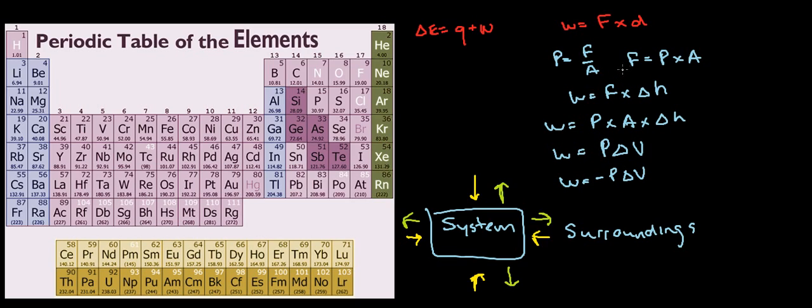Now, force equal to pressure times area can be substituted into this equation to give work is equal to pressure times area times delta H. Area, which is two-dimensional, times delta H, which is another single dimension, will give me three dimensions. So I can think of work as now pressure times delta V, or change in volume. And now what is done is a negative sign is added because this delta E is thought of from the perspective of the system.